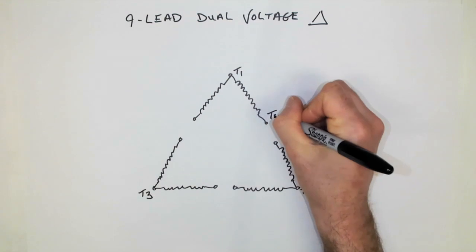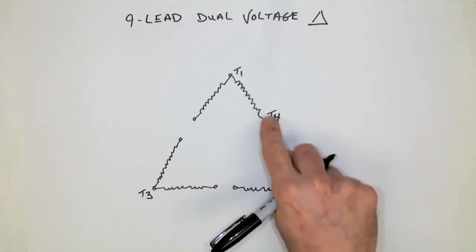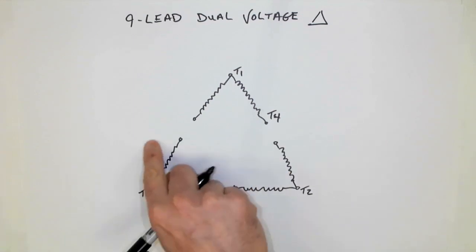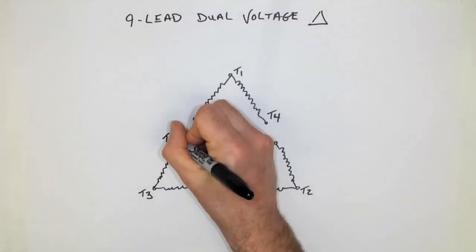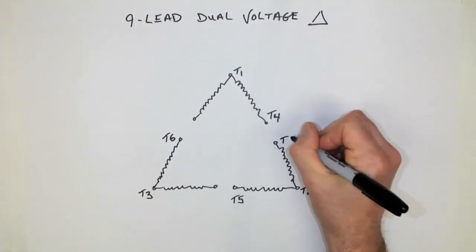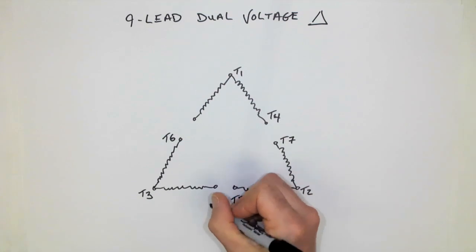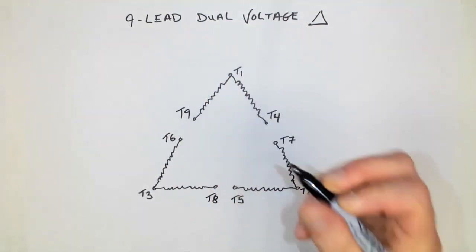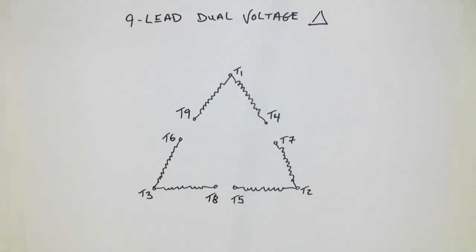Numeric ascending order, T4. Go around, T5. Go around, T6. All the way around again, T7. Around T8 and around T9. The labeling is important. If we don't have the diagram in front of us from the manufacturer, we need to know how to assign this so that we can figure out the connection.